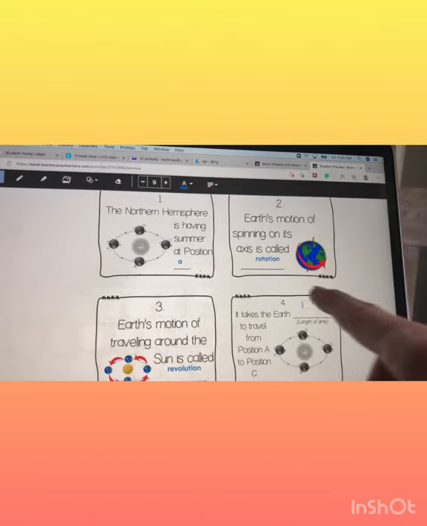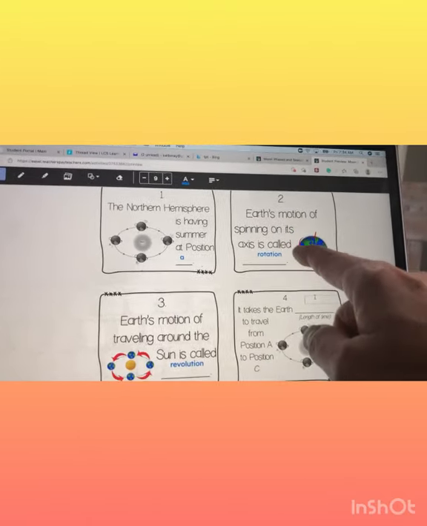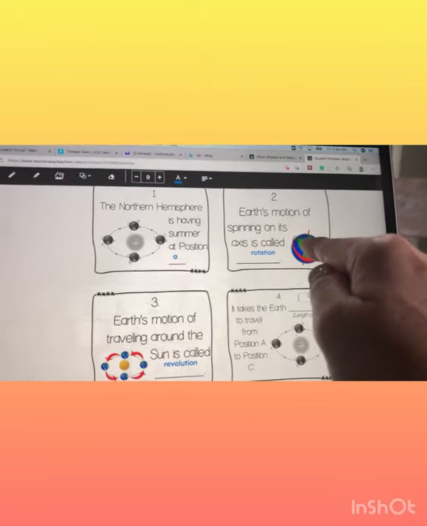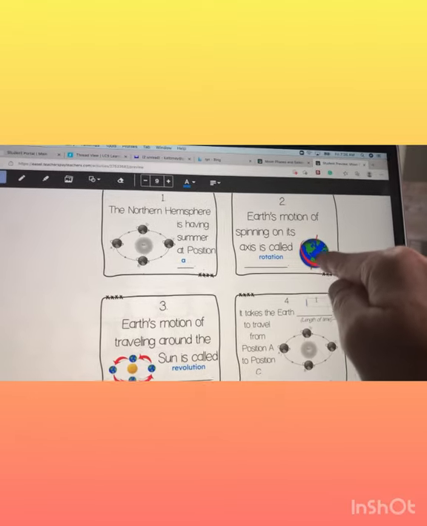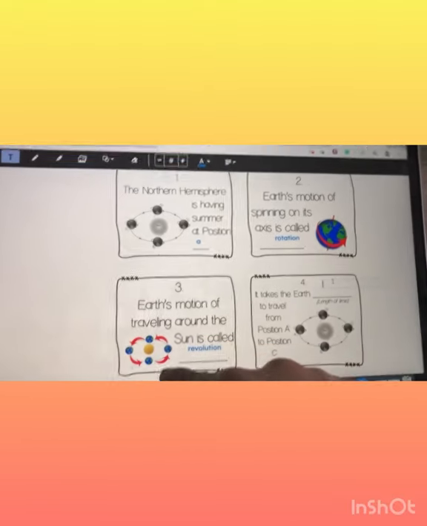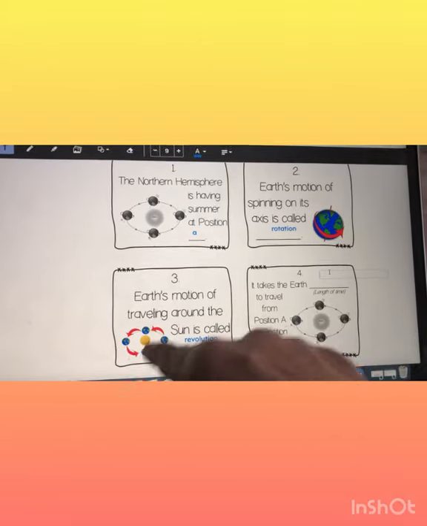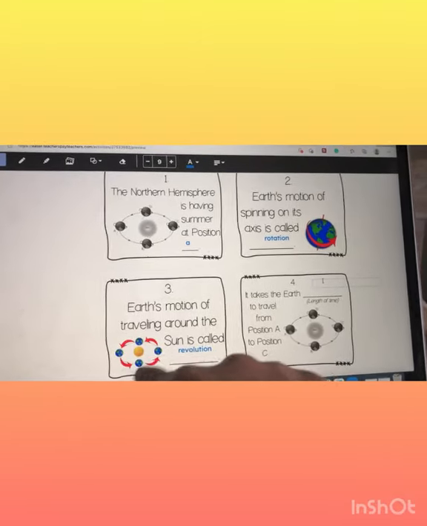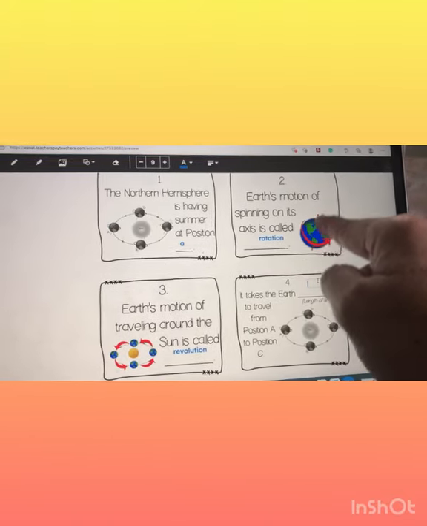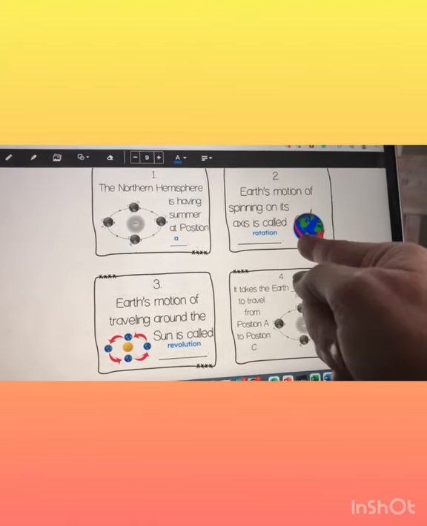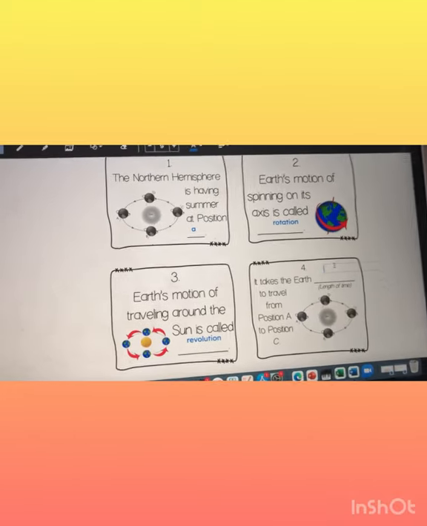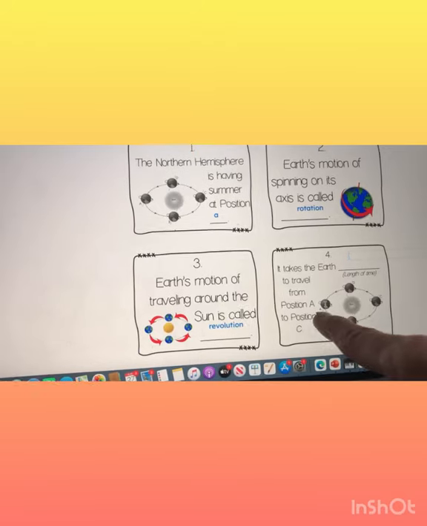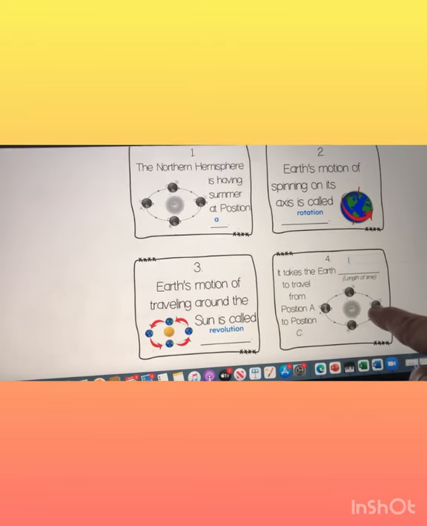And it's okay, we're just getting those backwards. You just have to look. There's rotating going on there, and revolution is going around. So it's rotating on its axis, and it's revolving as it's going around the sun here. So that's what you have to remember, is revolving around, rotating on its axis. Okay? It takes the Earth to travel from position A, right here, to position C.